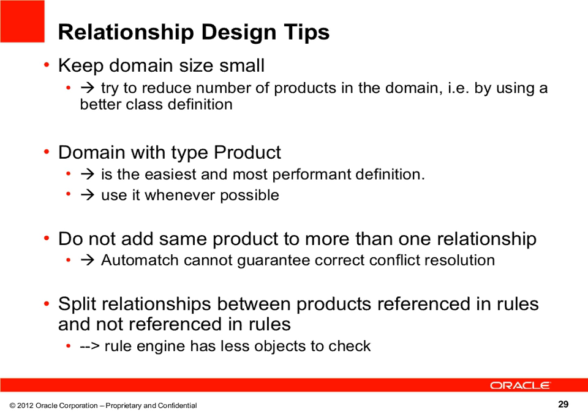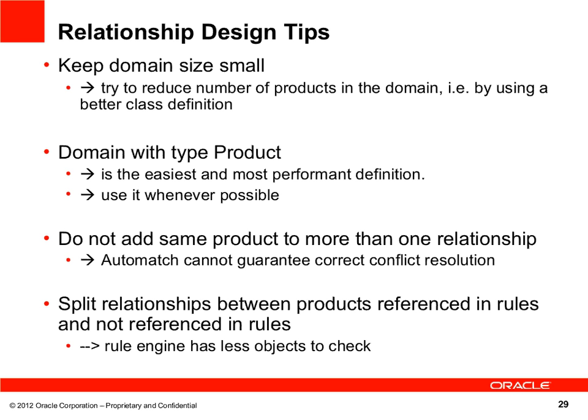Next point is, do not add the same product to more than 1 relationship. This has to do with auto-match. Auto-match is a functionality which will try to match an instance, a line item instance, for instance, against the newest product model. So let's say you have changed your product model, you have added additional relationships or removed relationships and so on.